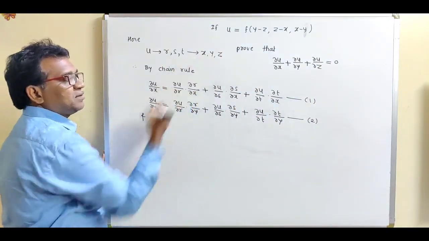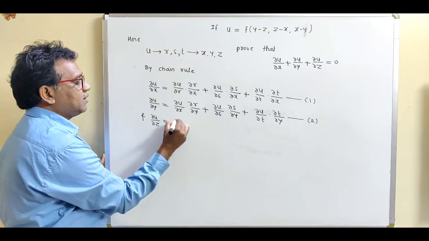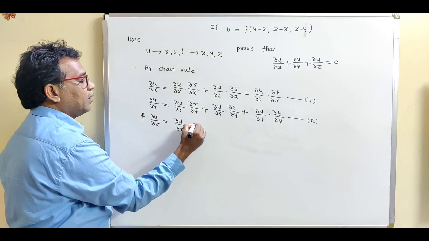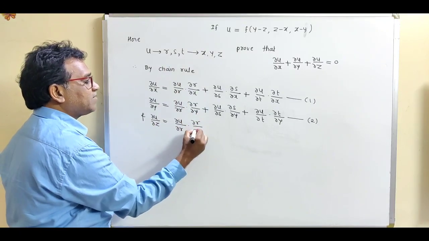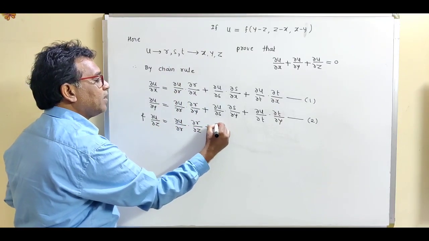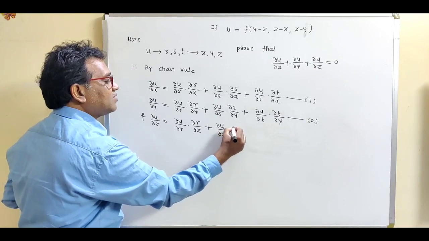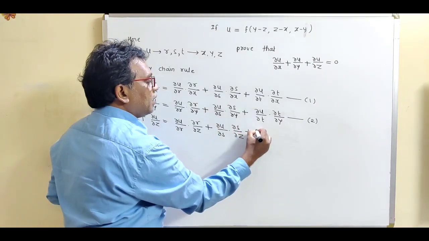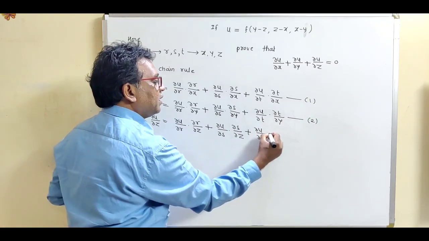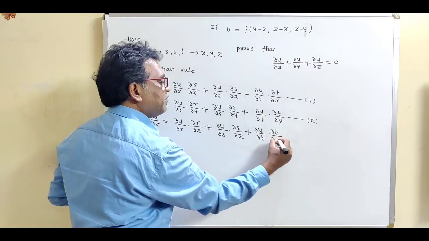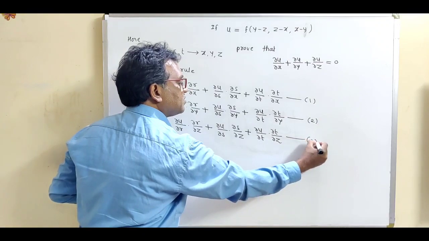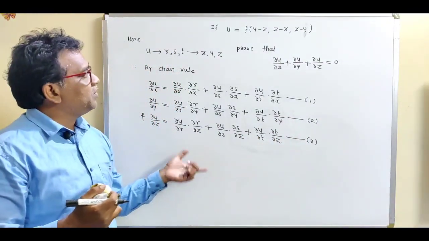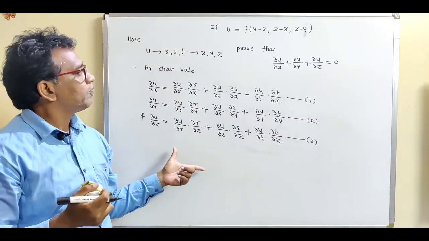Similarly, we can write the third partial derivative ∂u/∂z. So this is ∂u/∂r times ∂r/∂z, plus ∂u/∂s times ∂s/∂z, plus ∂u/∂t times ∂t/∂z. So this is, suppose, equation number 3. So see, this is a chain rule in terms of 3 variables.